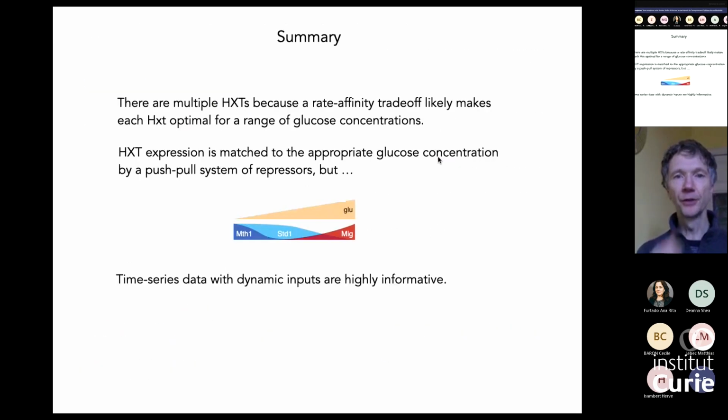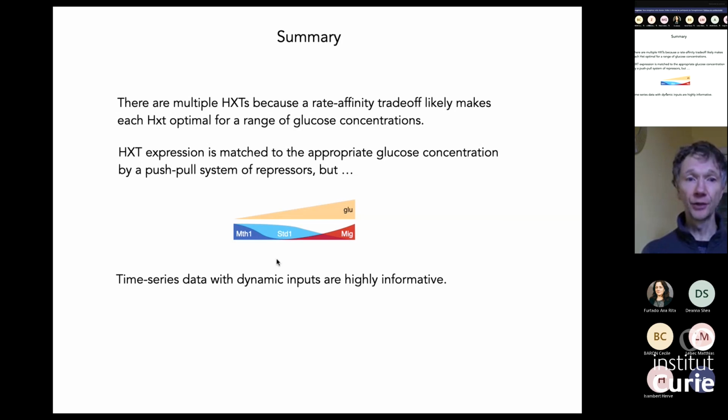Okay, so I'm almost done. So to finish, I argue that we have multiple of these transporters because of the rate affinity trade-off. And then given that we have that trade-off, then the cell needs to be able to match glucose transporters to the current level of glucose. And it does this through this, what we're calling a push-pull system of repressors, where I have one set that responds to glucose in one way and another set that responds in the opposite way. And then different transporters are regulated in different ways so that they can be expressed appropriately.